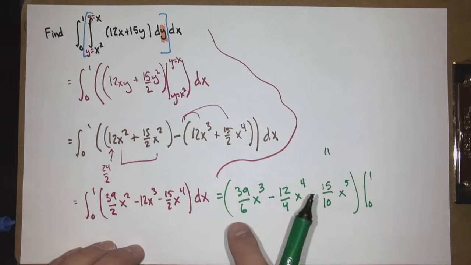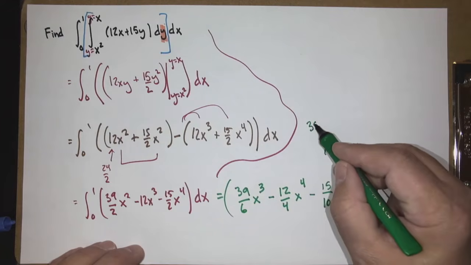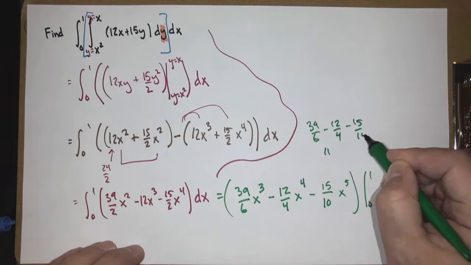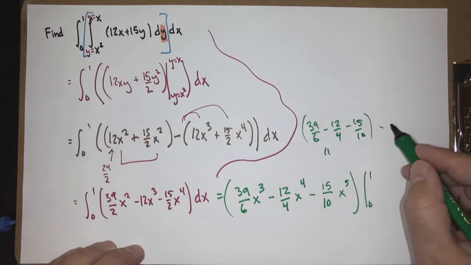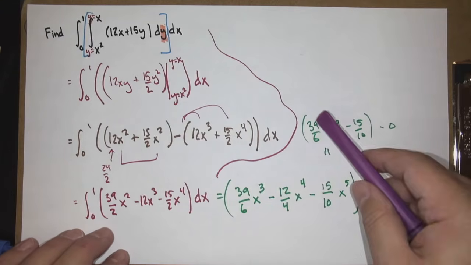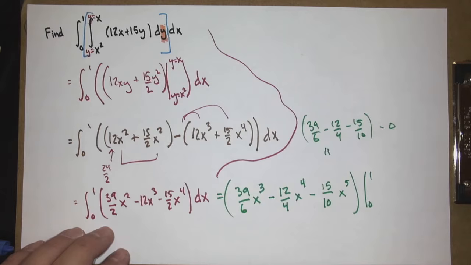Coefficients. So we end up with 39 over 6, minus 12 over 4, minus 15 over 10, and minus 0. But this would probably be a multiple choice problem. That wouldn't be an option because they'd actually have simplified it. Because I think we can simplify it. Is there another way we can write 39 over 6?